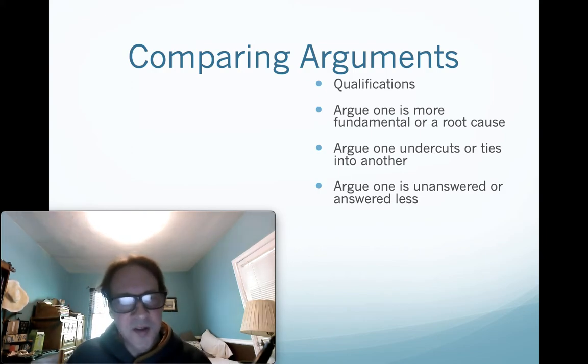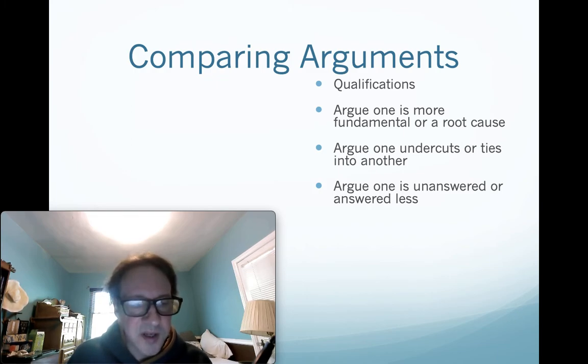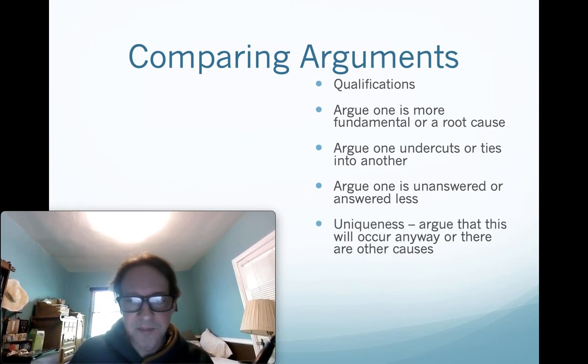You can argue one is unanswered or answered less, right? We win this debate because they didn't really respond to our citizen journalism advantage. They didn't really respond to our innovation advantage. Or they only had one response to our innovation advantage, and this is what it is, and this is why that's insufficient. It doesn't address all of these other arguments that we made.